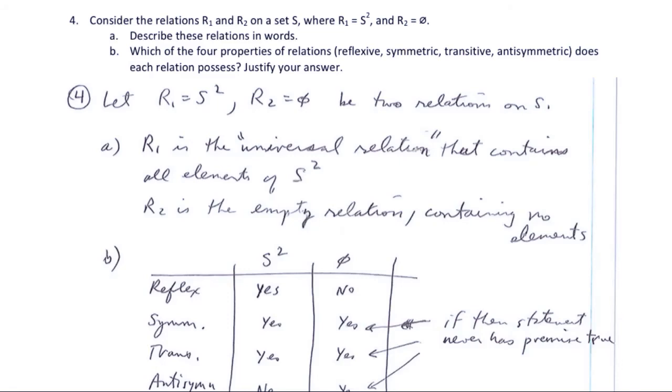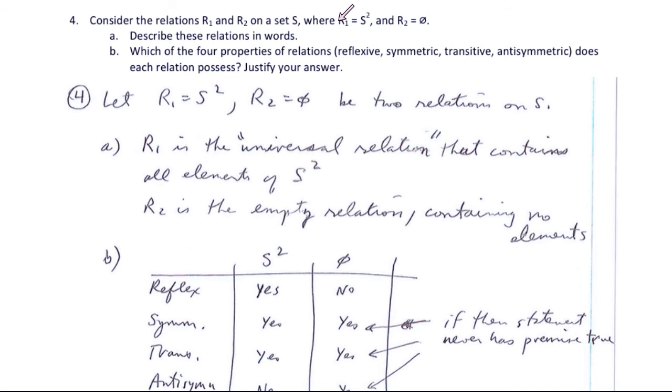Okay, this is a problem I did on the board because it's a bit tricky. We're considering two relations, R1 and R2, on the set S, where R1 is the entire set of the cross product of S with itself, S squared, S cross S. And R2 is the empty relation. Remember that a relation is simply a subset of S cross S in this case.